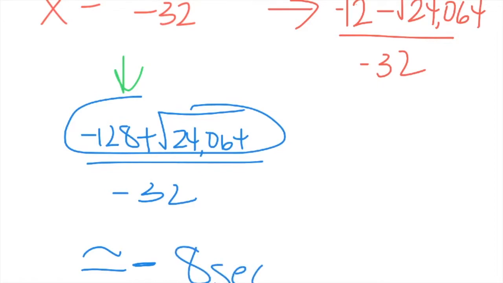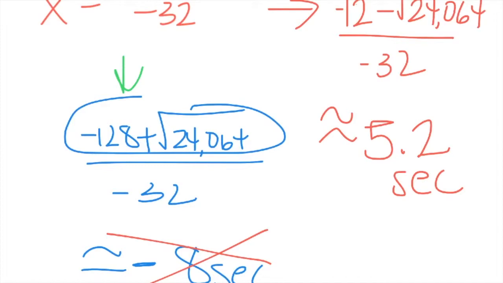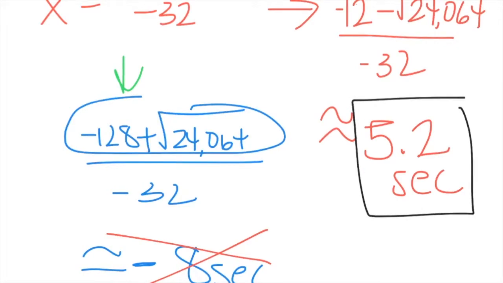Now, can we have negative seconds? No. So this is going to be rejected. Over here, we're going to get that answer, and this one's approximately 5.2 seconds. So that's what we're going to take, this one right here. So the arrow is going to hit the ground at 5.2 seconds.